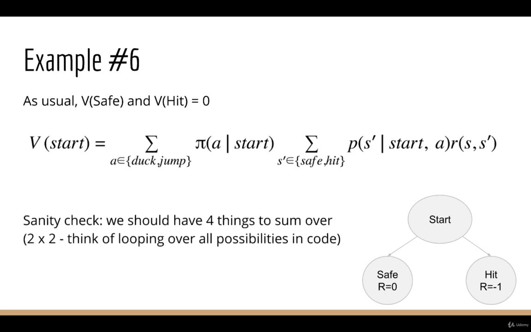We see a summation inside another summation. In code, you can think of this as a for loop inside another for loop, or in other words, a nested for loop. So in the outer loop, we have two things to sum over, and in the inner loop, we have another two things to sum over. And we know that the number of times things run in total is the size of the outer loop times the size of the inner loop. So in total, we should have 4 things to sum over.